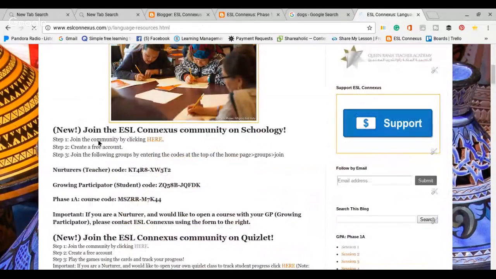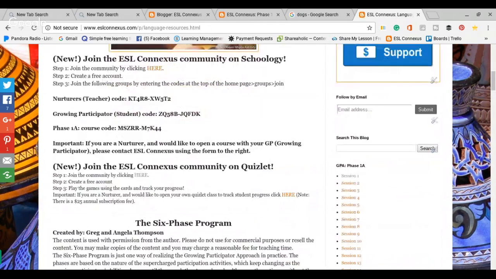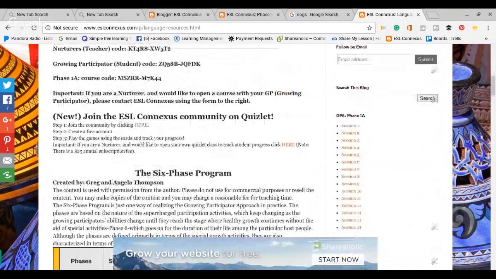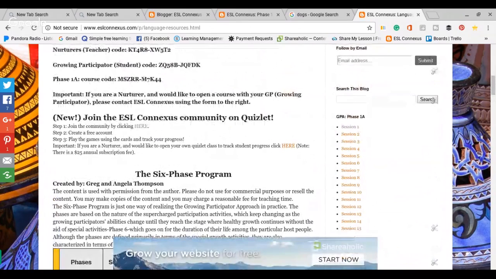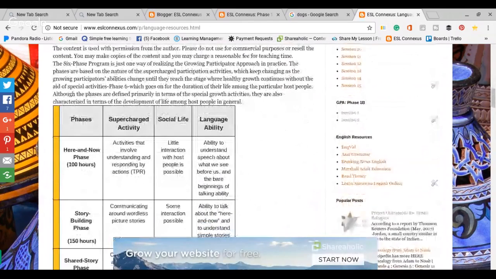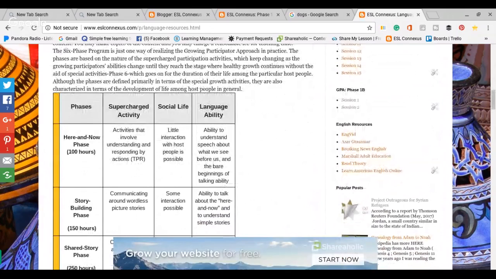You can join or create a class of your own using Schoology. It's a management system that will allow you to kind of keep track of progress. Some people like to use it. I use it with my students. You can also join our ESL Connexus community on Quizlet. I've got all of phase 1 vocabulary on Quizlet. Quizlet is just electronic vocabulary cards. I'll show you how you can use that in the lesson in a minute.